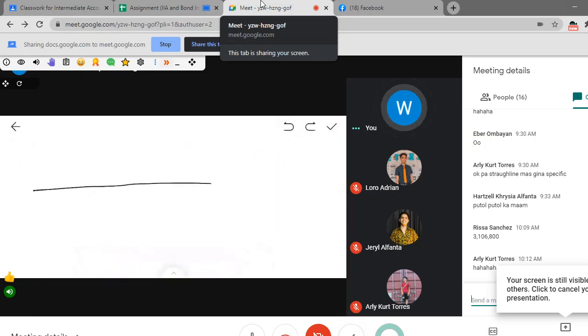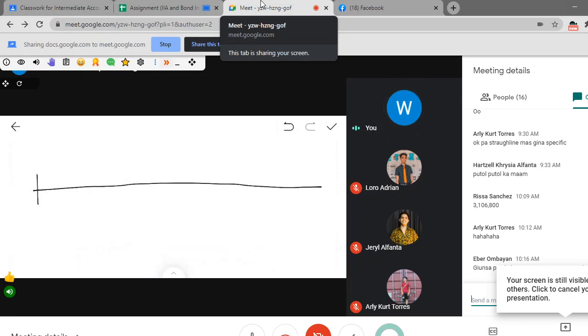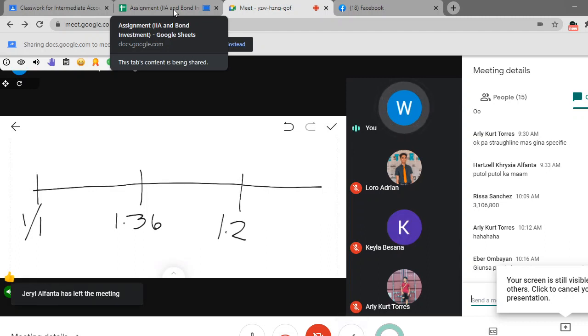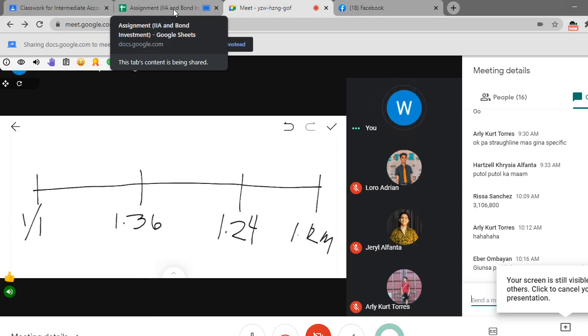Atong napalit ang bonds, 1-1. Magbayad daw ta at the end of year 1 na how much? 1.36 million. At the end of year 2, maka-receive tag 1.24. And at the end of year 3, maka-receive tag 1.12 million.